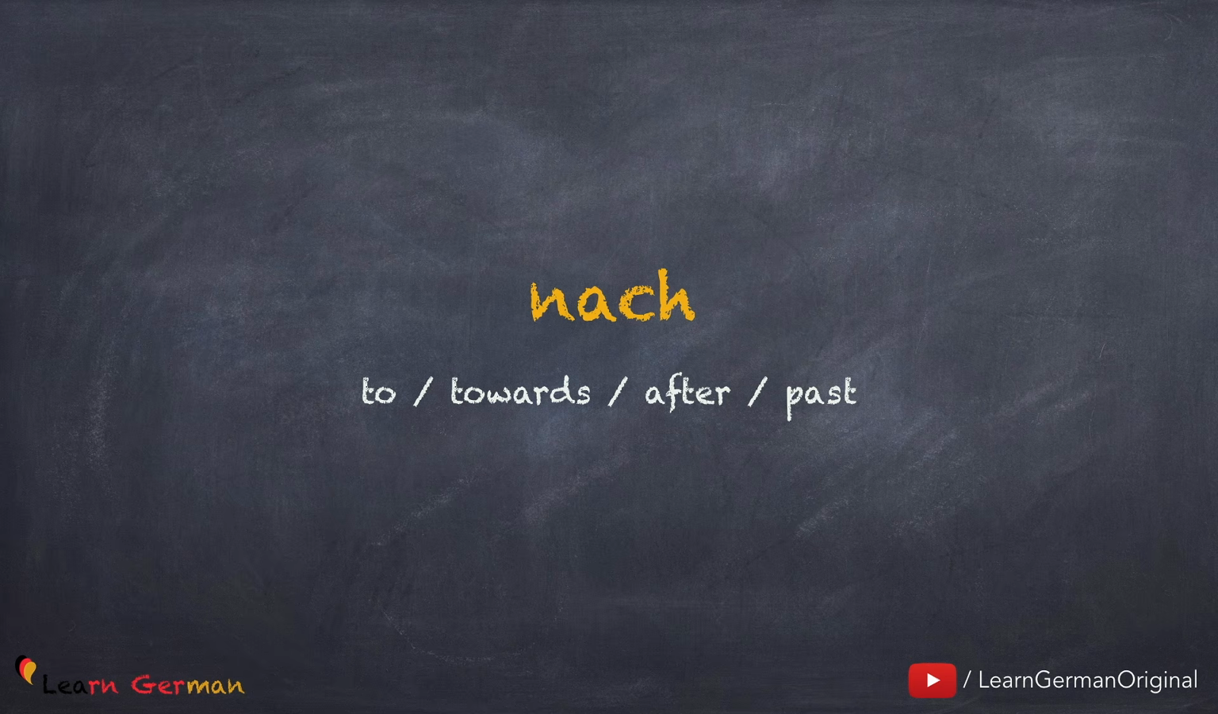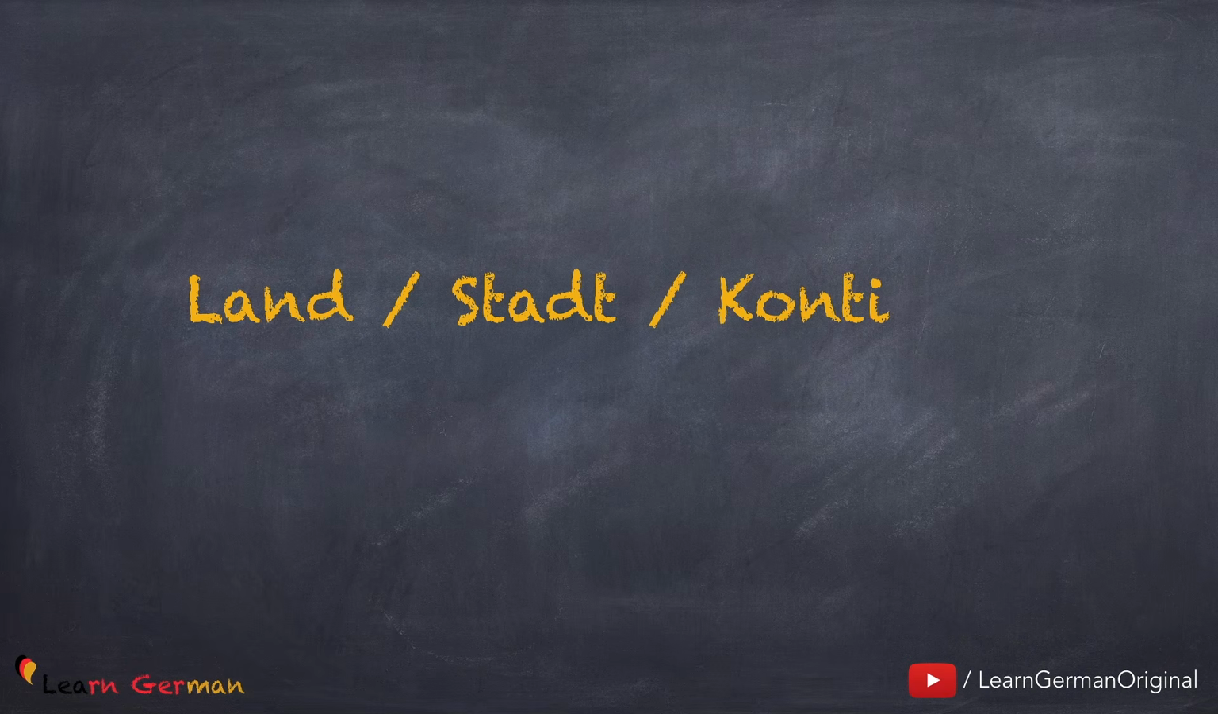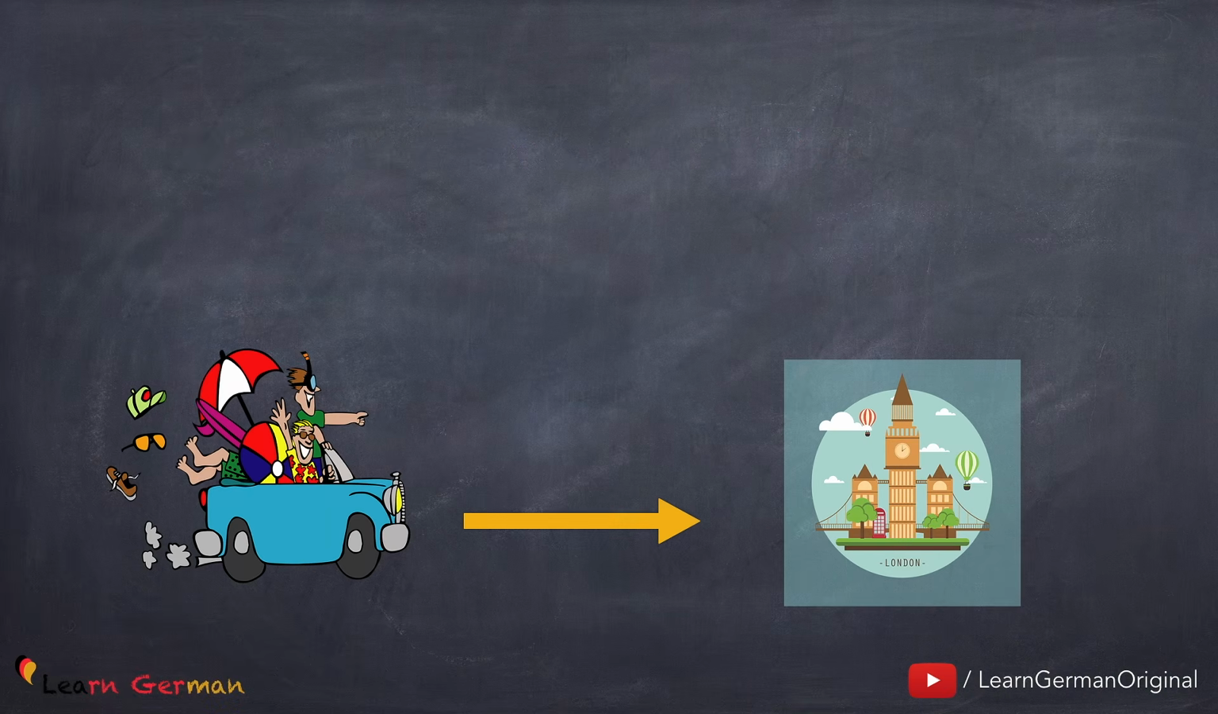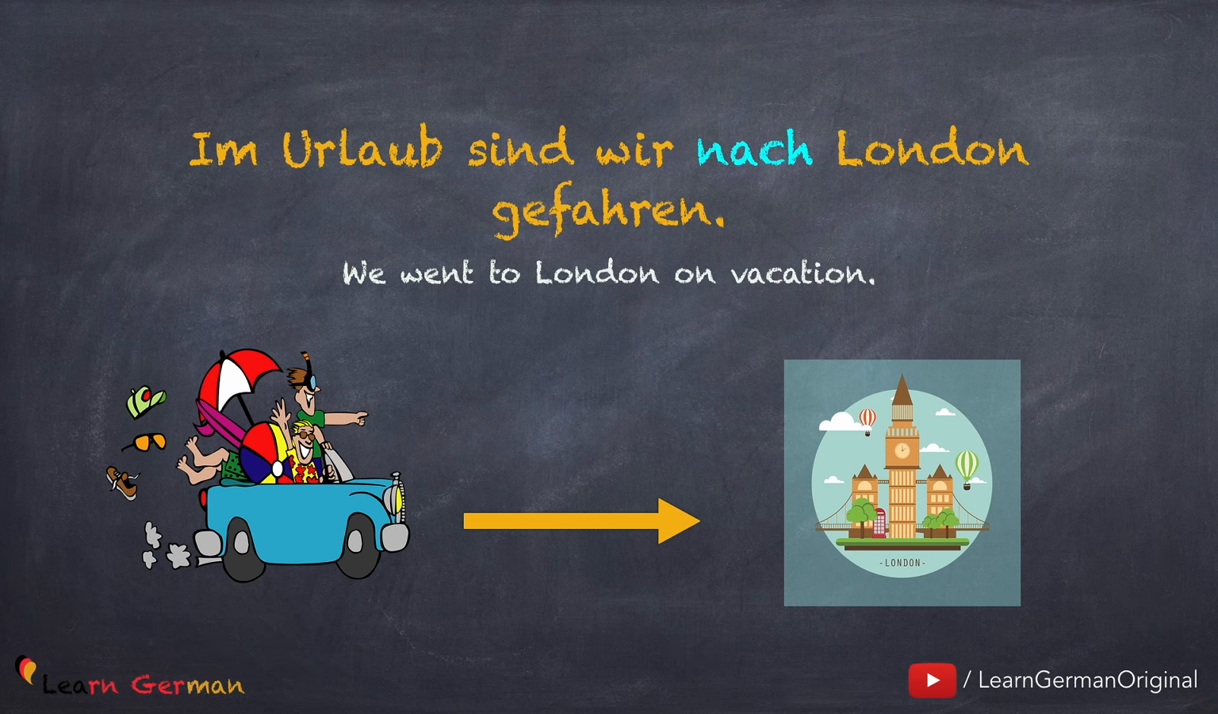Nach. Nach is a preposition with the dative case. Let's look at its first use. Nach is used with Land, Stadt, oder Kontinent. Countries with an article are not included in this category. Here's the first example. Im Urlaub sind wir nach London gefahren.